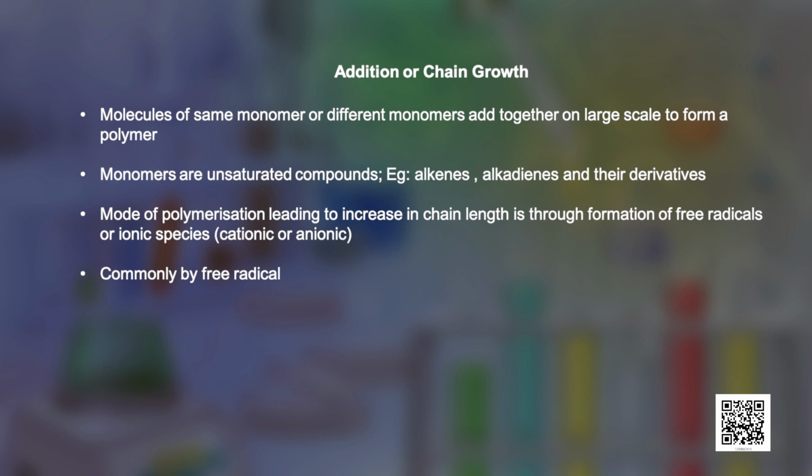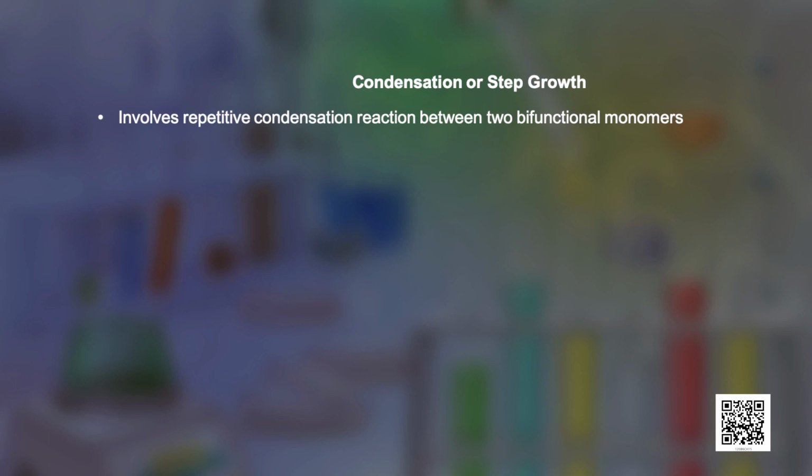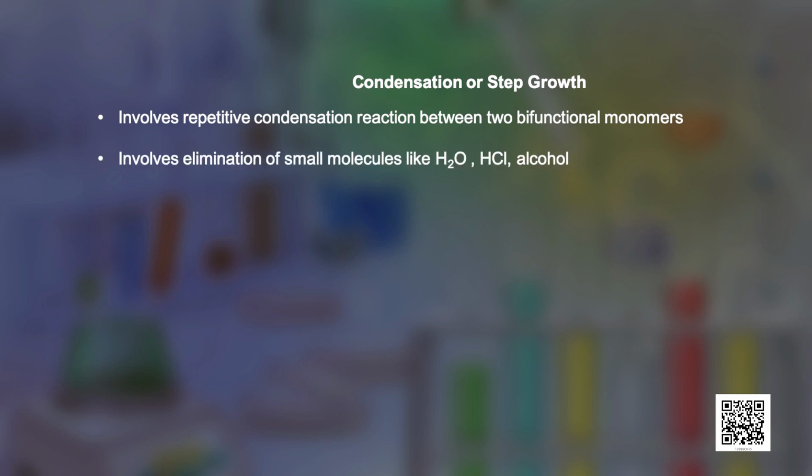In this session, we will focus on free radical mechanism only. The common examples of such polymers are polythene and polytetrafluoroethene, also known as Teflon. While condensation or step growth polymerization generally involves a repetitive condensation reaction between two bifunctional monomers. These polymerization reactions may result in the loss of some simple molecules such as water, alcohol, and lead to the formation of high molecular mass condensation polymers.